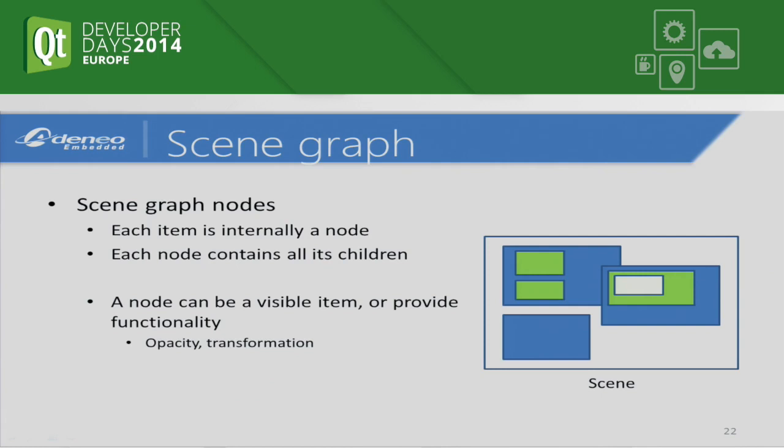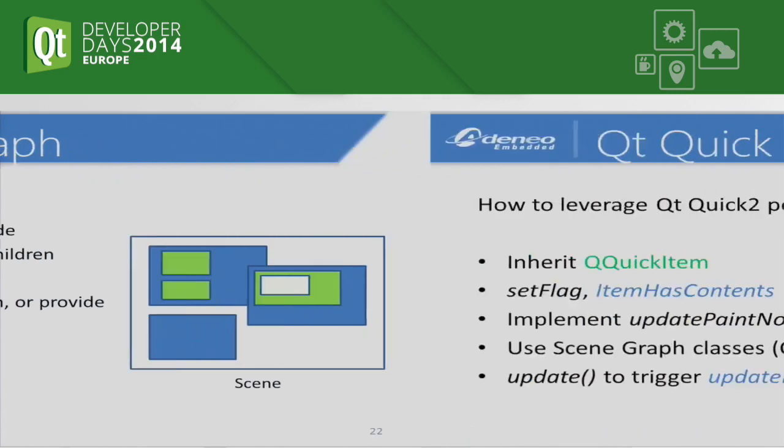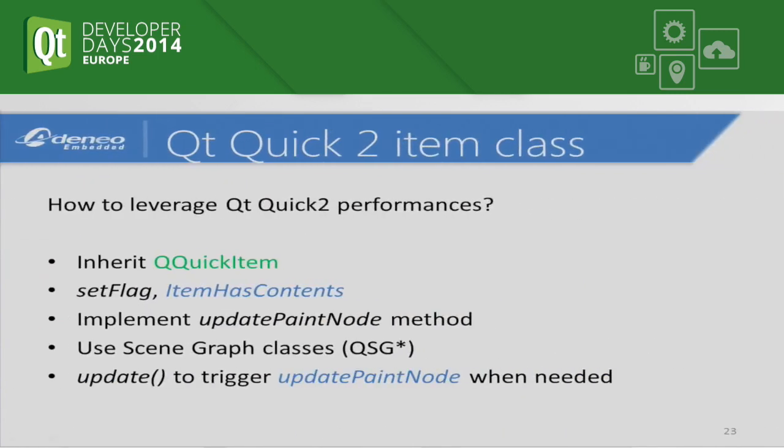So that's like items in QML, but with actually more things to do and even more nodes. When you want to leverage this, you have to inherit QQuickItem. In the constructor, you have to set the flag ItemHasContents.